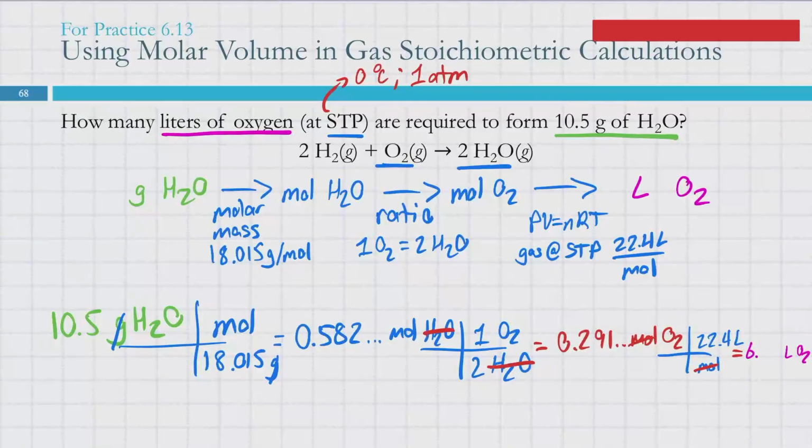So we have 6.53 liters of oxygen that we would need to make 10.5 grams of water.